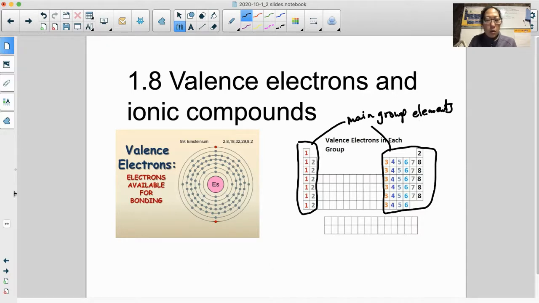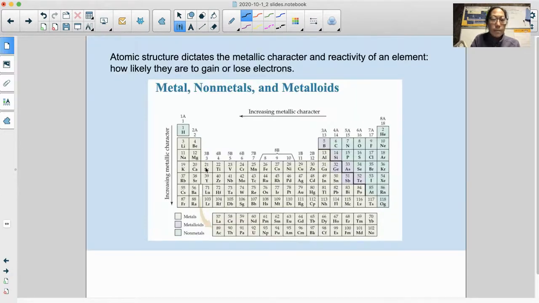All right, so we see that pattern, and we can also see that there's a pattern in the metallic character of elements. So we've got our nonmetals in the upper right. We've got our metalloids along the stair-step line. All the things to the left are metals. So one thing to note is that our atomic structure, all the stuff that we've been talking about, will determine the metallic character and the reactivity of an element, how likely they are to lose or gain electrons.